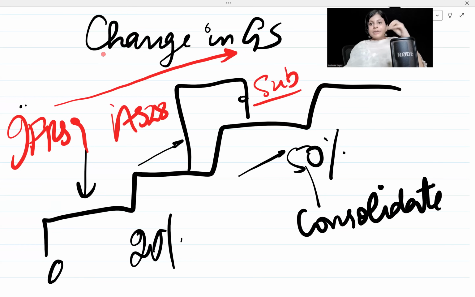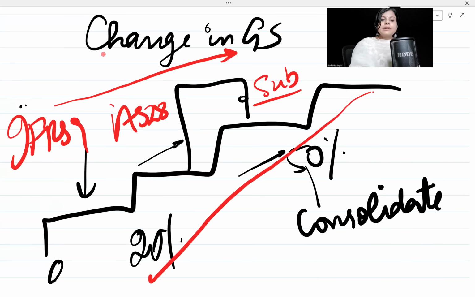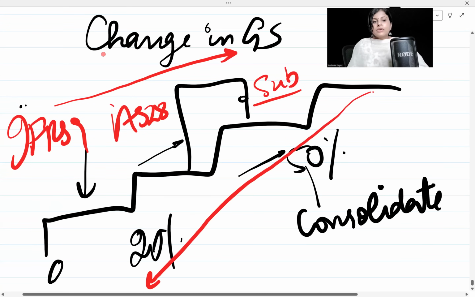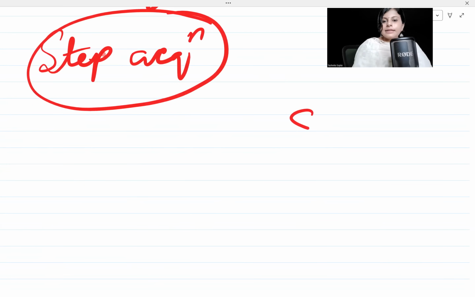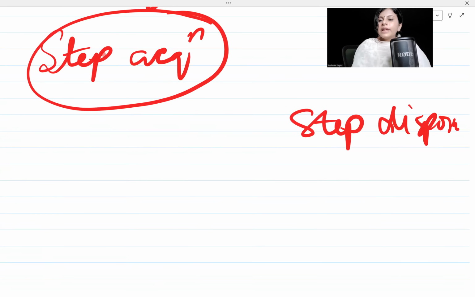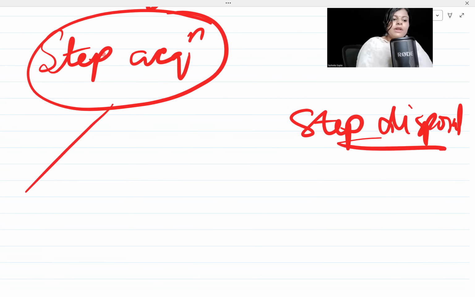Maybe you acquired first 20%, 30%, then you acquired more 20%. So it's not that suddenly you acquired 80%. Or you might dispose the shares also in bits and pieces. Now, this whole thing is known as step acquisition and step disposal. So in step acquisition, guys, we have two situations when we move from control to control.